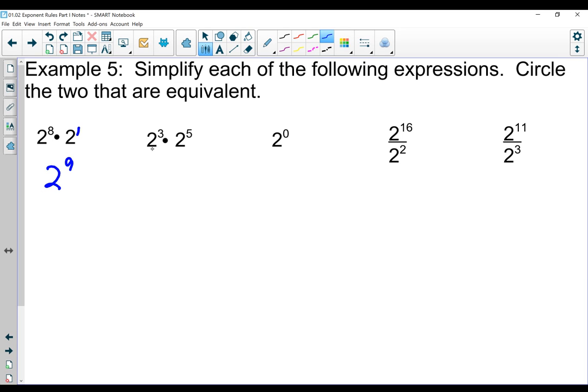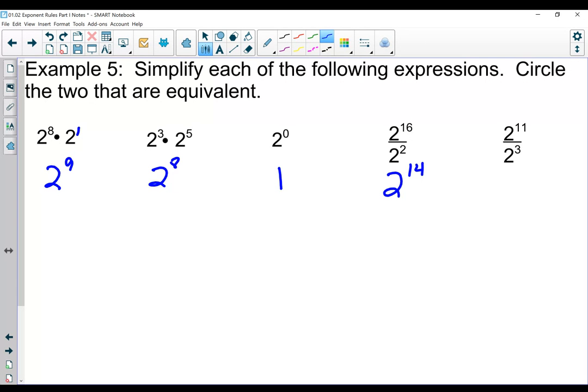On the next one, I have 2 to the 3rd. That means I have 3 factors of 2. I have 5 more factors of 2. Altogether, I have 8 factors of 2. 2 to the 0th power would just be 1. That was our power of 0 rule that we came up with. On the next one, I have 16 2's in my numerator and 2 factors of 2 in the denominator. That means I would take away those 2 factors of 2. I'd be left with 2 to the 14th.